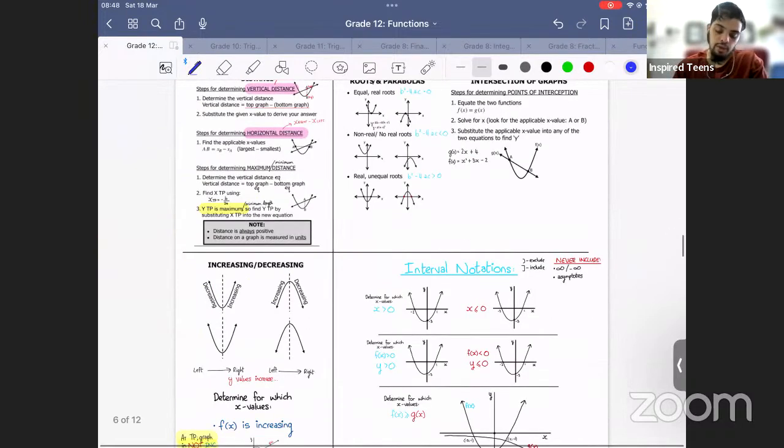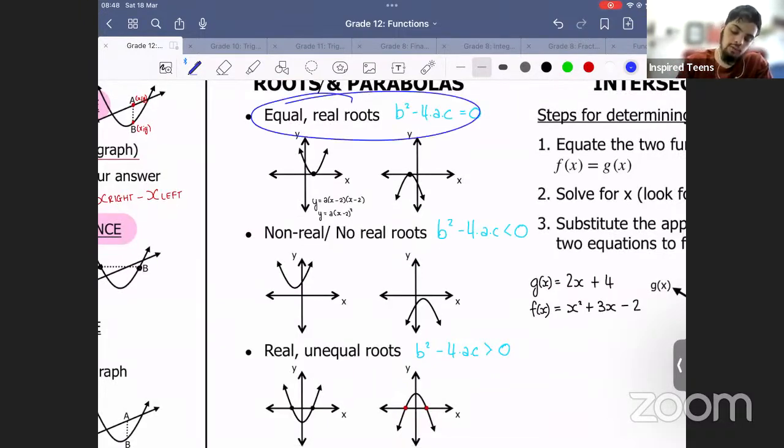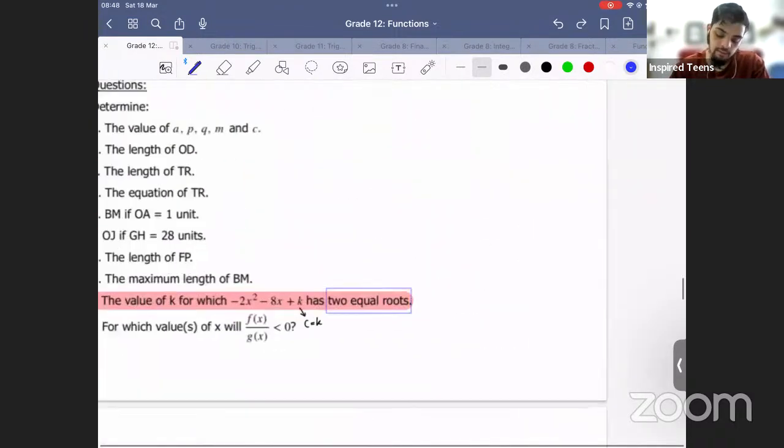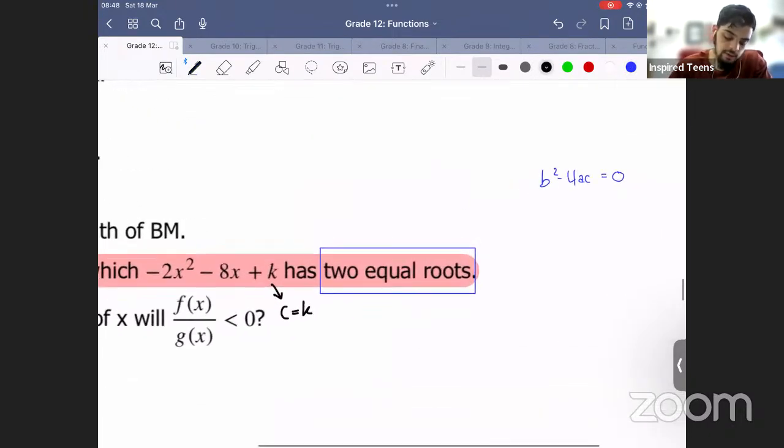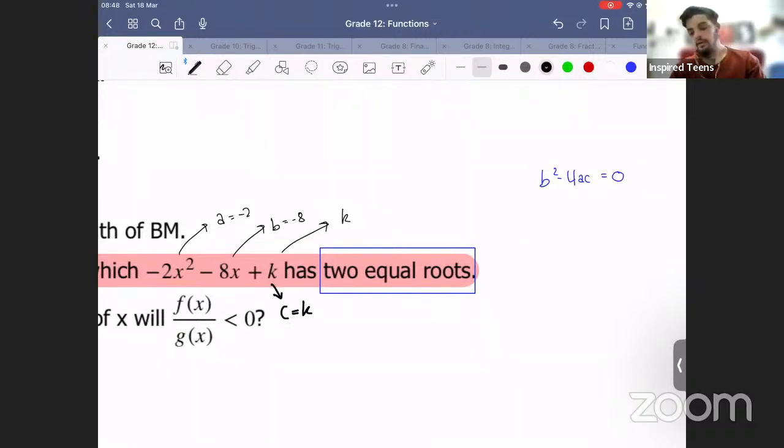Let's go back. Two equal roots. They actually are two equal roots. It means that b squared minus 4ac needs to be equal to 0. So I go back to that question and I say that b squared minus 4ac needs to be equal to 0, and I substitute in values. Here my a is negative 2, b is negative 8, and c is just k. Remember, the variable k is just a variable, so it represents any number. So we'll be able to sub it in accordingly.